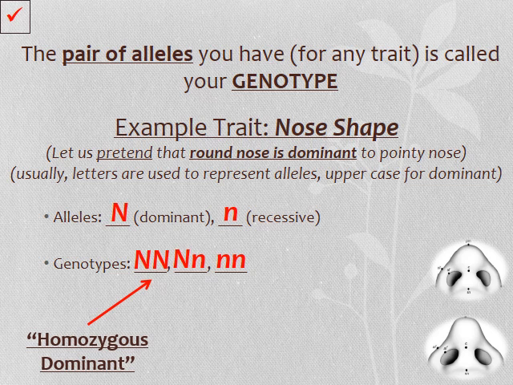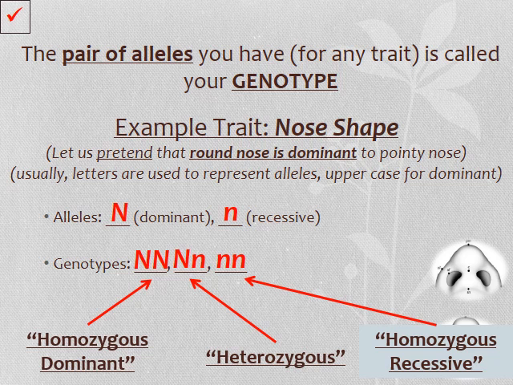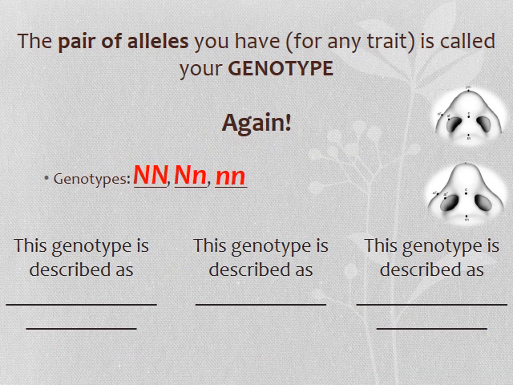Big N, big N will be recognized as the homozygous dominant, or two dominant traits. The big N, little n, or the combination, would be recognized as heterozygous, or the hybrid. Meanwhile, little n, little n will be recognized as the homozygous recessive, or two recessive alleles. So the pair of alleles you have for any trait is called your genotype.